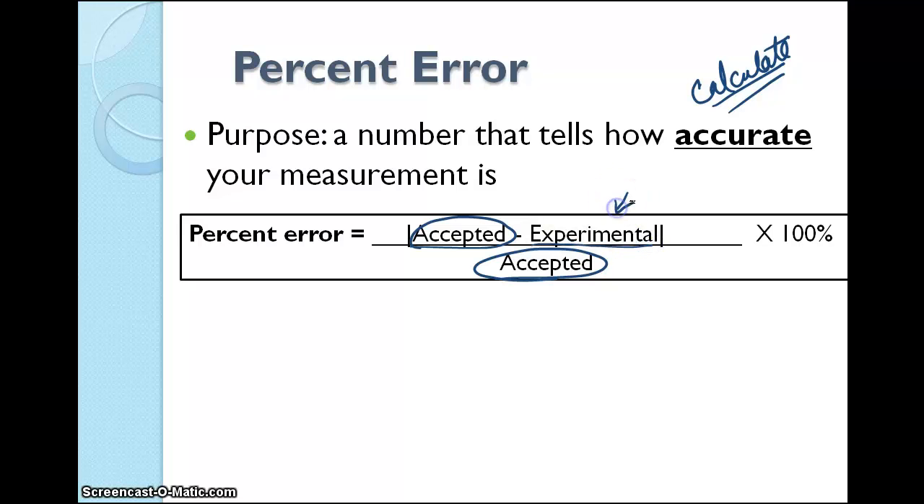So this is what you get in class, in the lab. And the accepted value is the published value, or what your teacher would provide to you. So the percent error is the accepted minus the experimental over the accepted value. The accepted minus experimental, you just take the absolute value of that, so you're always going to have a positive number. You're not going to have any negative percent errors.